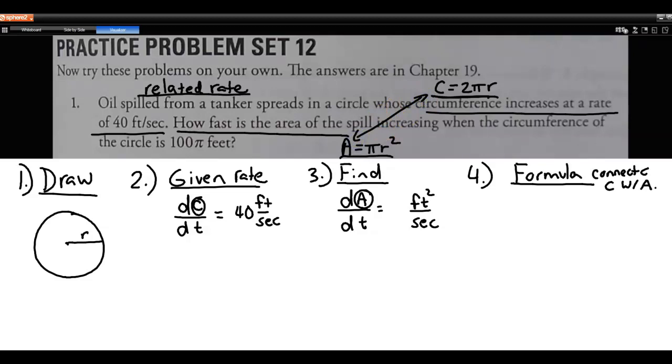So I'm going to show you a nifty little move to create a formula that will connect our two variables, the variable that we have and the variable that we want. Okay? So here's how you do that. Let's solve this formula up here. Let's solve for r. So I'm going to divide both sides by 2 pi.